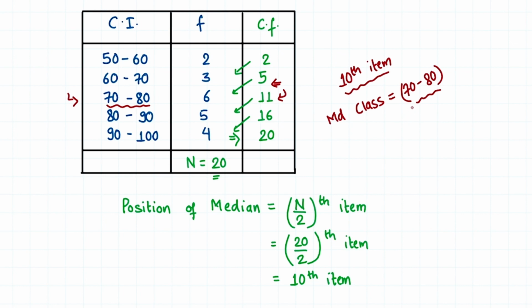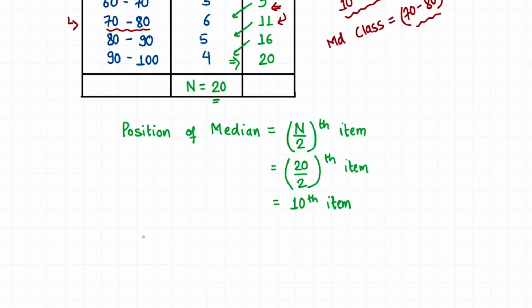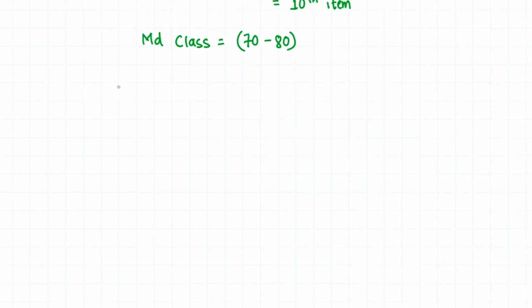Now, how do we find our median? So our median class was 70 to 80. Now, for the continuous data, we have one more formula to find the actual median, okay? And that formula is median is equal to L plus, bracket N divided by 2 minus CF, bracket close, into I divided by F, okay? Sometimes this I is also written as H. They both mean the same thing, okay?